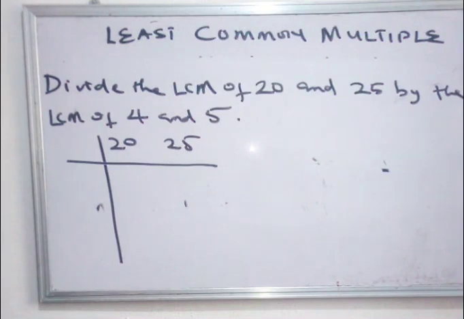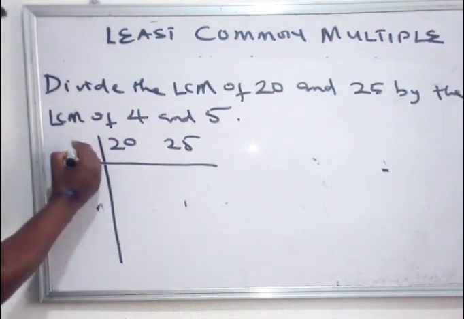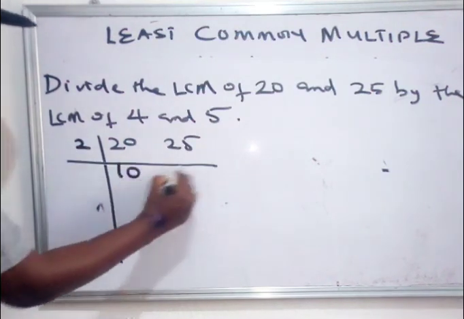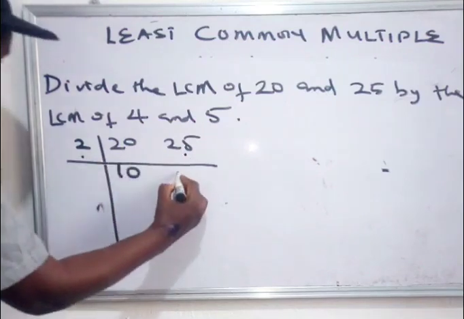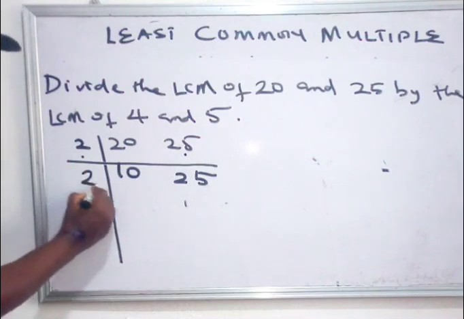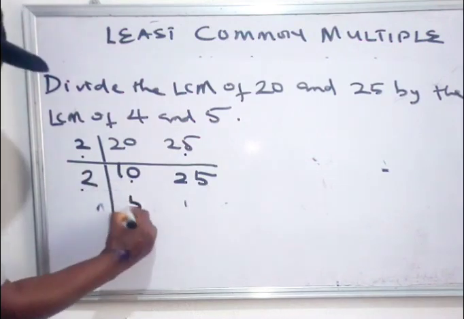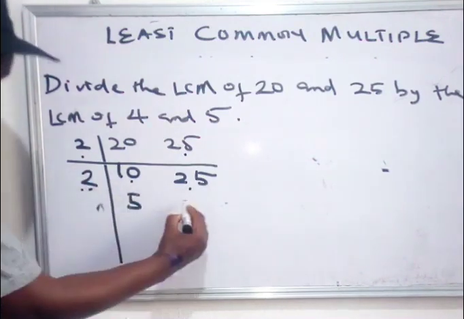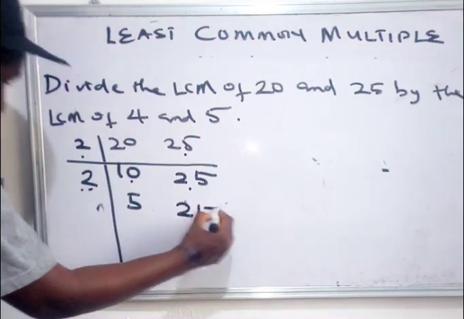Alright, the next thing to do is to look for, let's start with 2 as our first value. Can 2 divide any of the numbers here? Yes. So 20 divided by 2 gives us 10. 25 divided by 2 gives us a remainder value, so we leave it like that. 2 can also divide this, so 10 divided by 2 gives us 5. 25 divided by 2 gives us a remainder, so leave it like that.